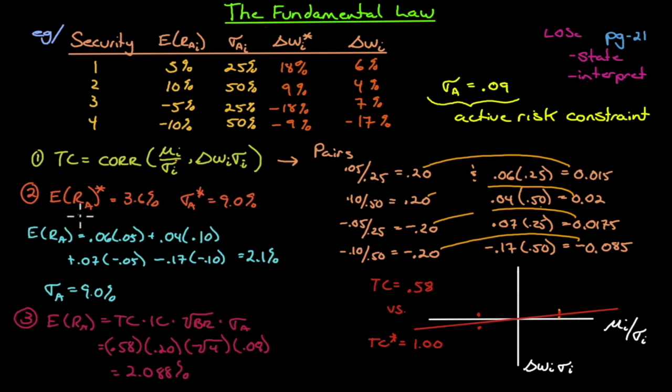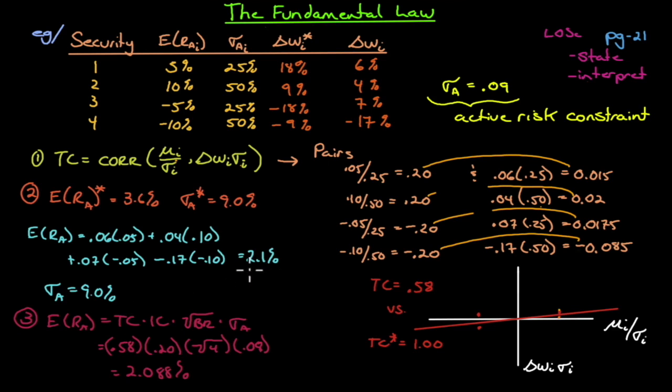Number 2, what's the optimal expected return? Remember, we said it was 3.6. We want to make sure we get to that 3.6. We said it was 3.6, and we know that our optimal active risk is 9%. So our expected return, 0.06. This is the actual weights now, times 0.05 plus 0.04 times 1. We just multiply it out. We get to 2.1 with an active risk of 9%.